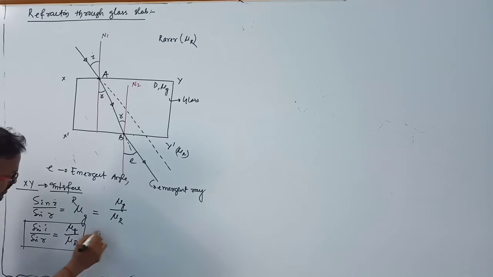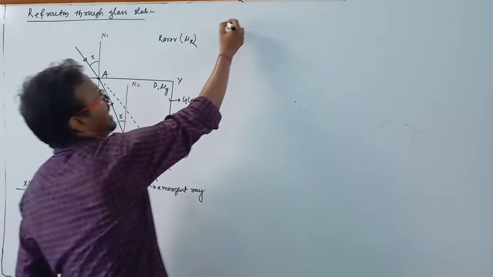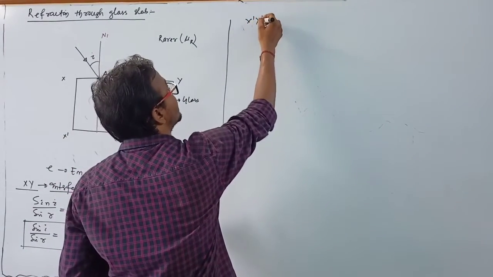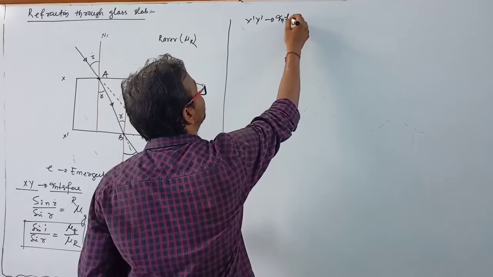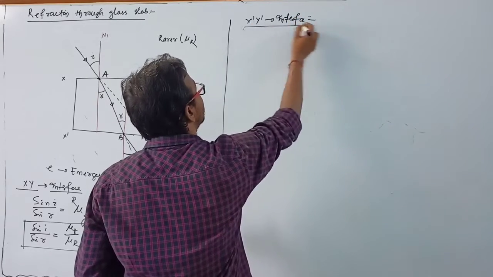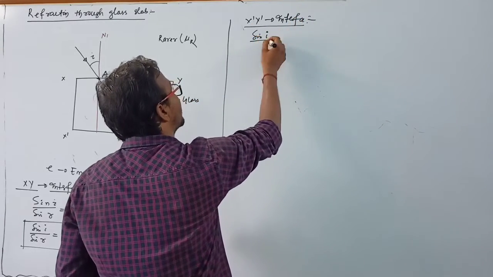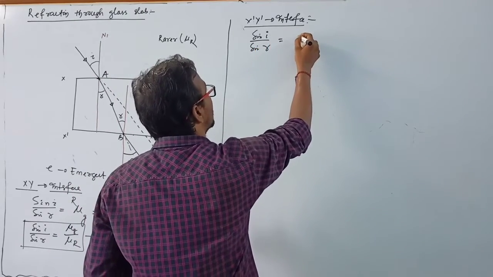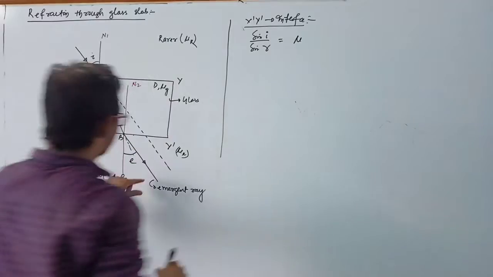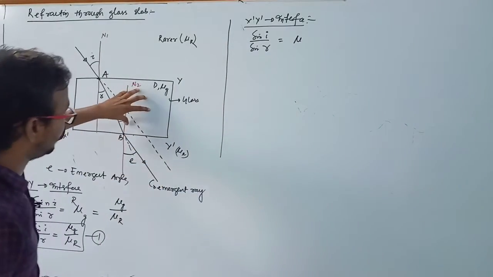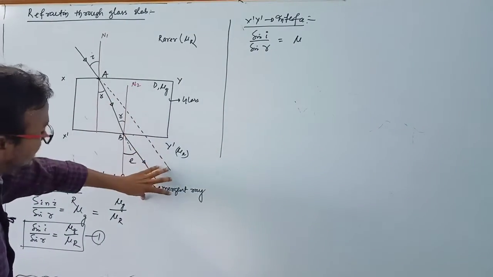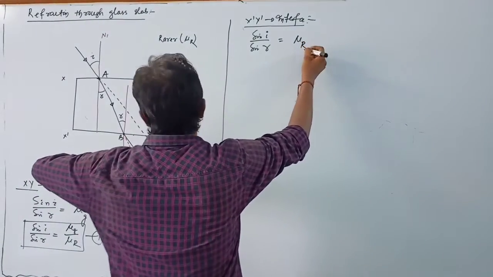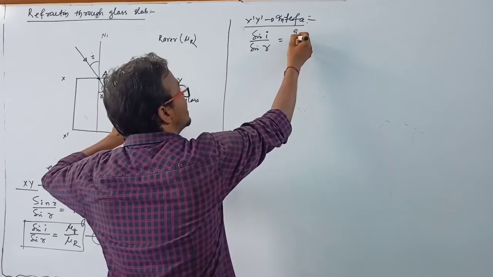This is equation number 1. Similarly, there is another interface x dash y dash. In this interface, if we use Snell's law, then sine of angle of incidence divided by sine of angle of refraction is equal to mu 2. Here mu 2 means this medium: this is the incident ray traveling in this medium, and this is the refracted ray for this interface. So this medium is a rarer medium of refractive index r with respect to the incident medium, that is g.